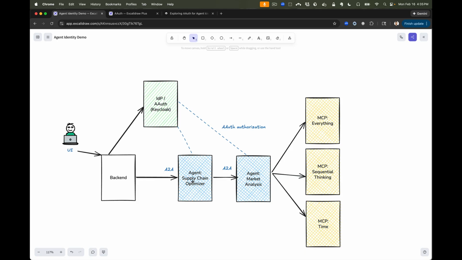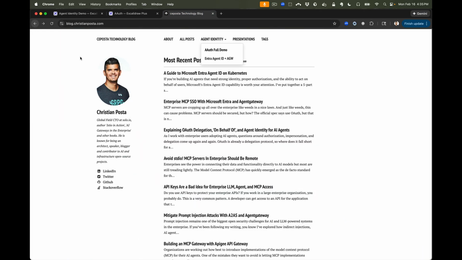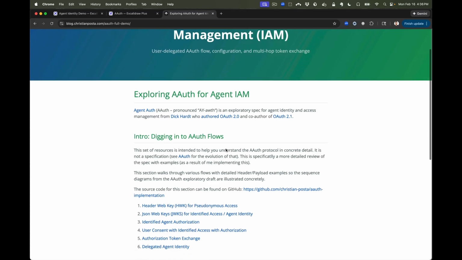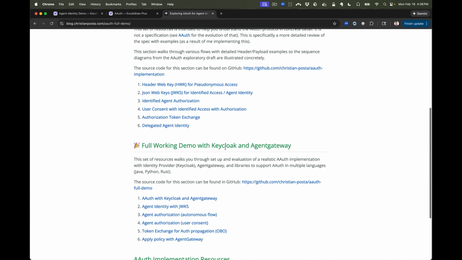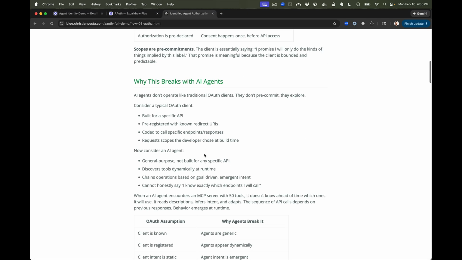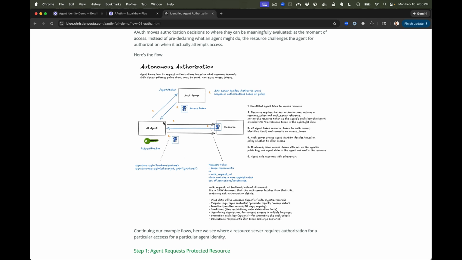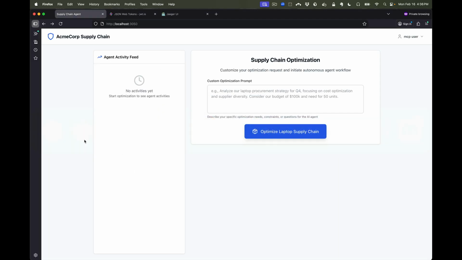Again, this is the AAuth spec from Dick Hart, who also authored AAuth 2.1. And we'll be looking at the authorization flow, which looks like this. Again, the agent calls, the resource challenges by returning a resource token, and then the AI agent uses that to receive its access token.